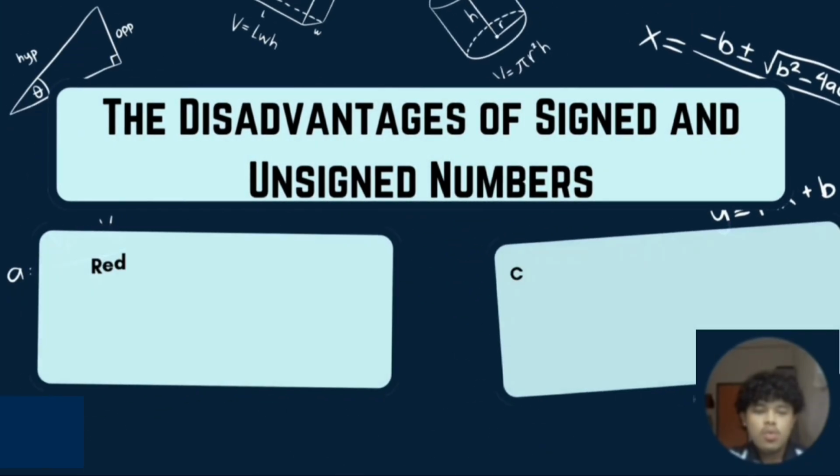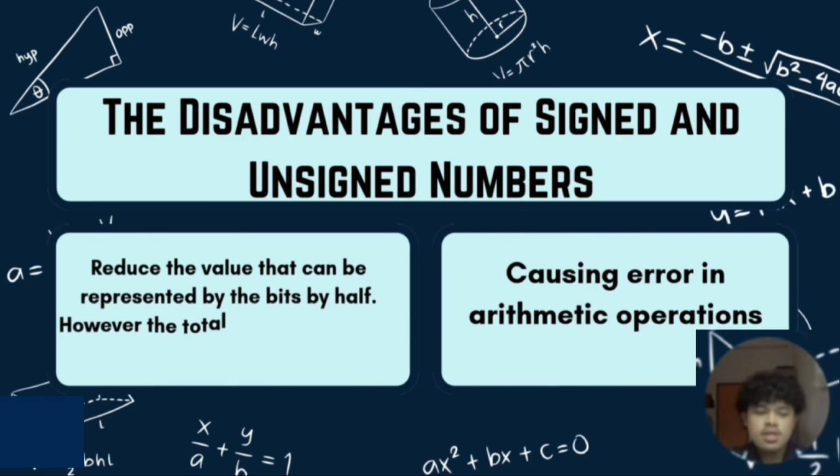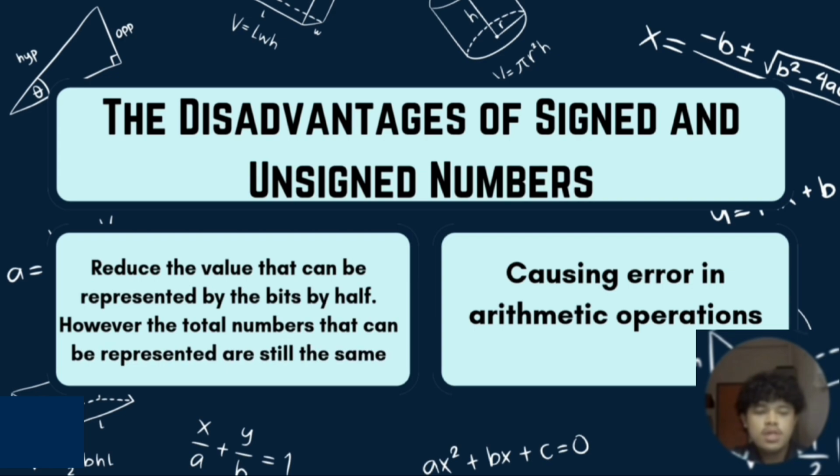Next, we need to learn about the disadvantages of signed and unsigned numbers. First, the disadvantage is that when we are using signed numbers, it will reduce the value that can be represented by the bits by half. However, the total numbers that can be represented are still the same.